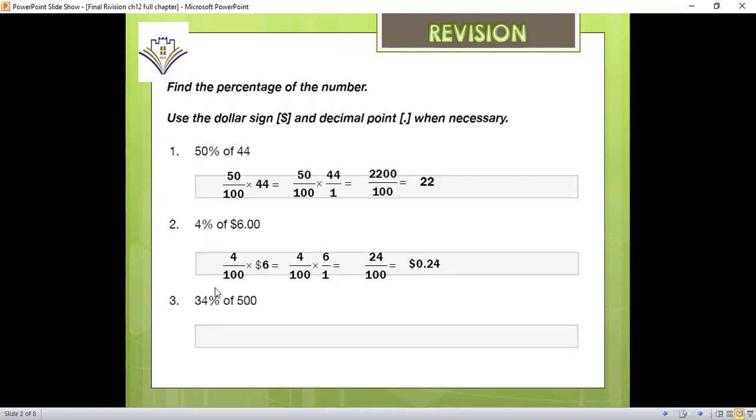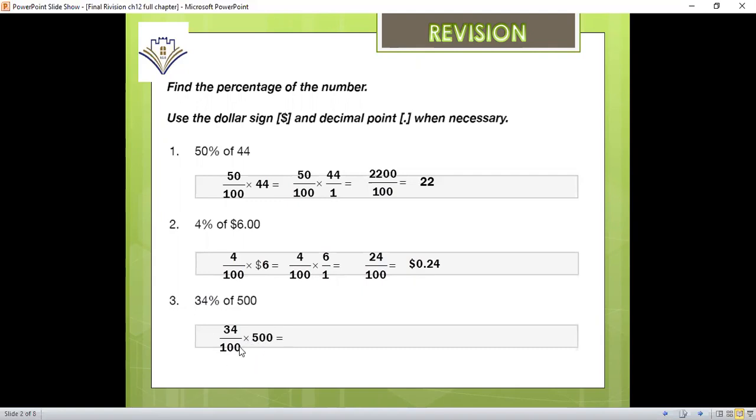Number 3, 34% of 500. 34%, we can write it in the fraction form 34 divided by 100, or the decimal form 0.34. By the fraction form, 34 divided by 100 multiplied by 500, and the 500 we can write as 500 divided by 1. It's very easy.